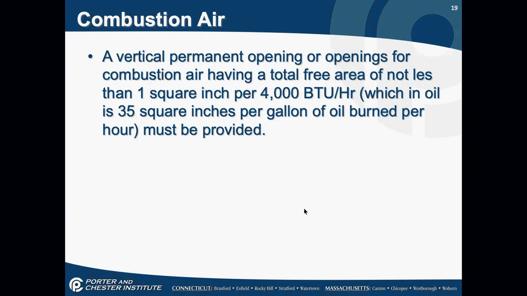One of the ways to do this is to install a vertical permanent opening for combustion air. It has a total free area of not less than 1 square inch per 4,000 BTUs per hour. So again, if I bring in combustion air through a vertical pipe, I have to have 1 square inch in that pipe per 4,000 BTUs per hour. So that equals 35 square inches per gallon of oil burned per hour. This is critical. This is a matter of safety for the occupants in the building.